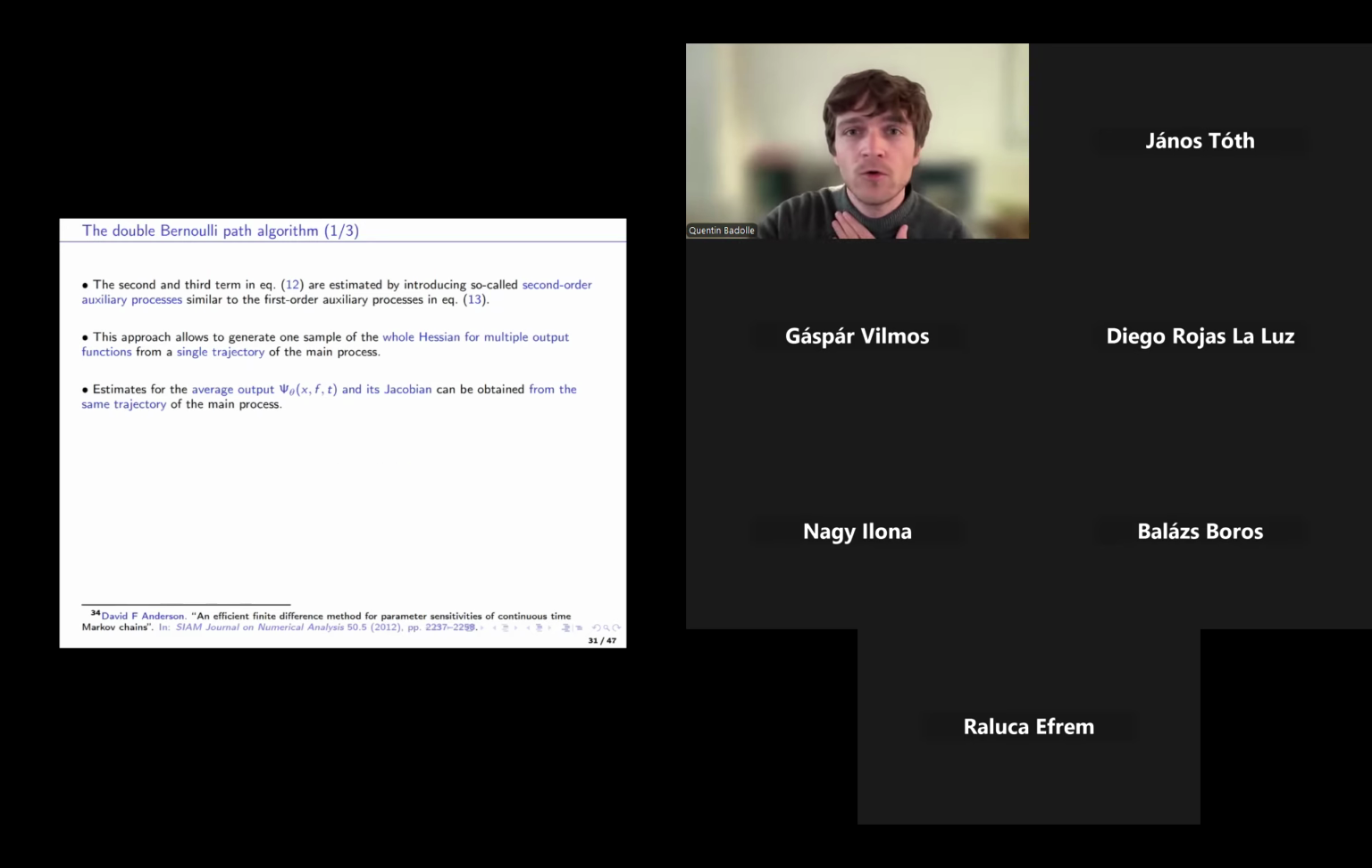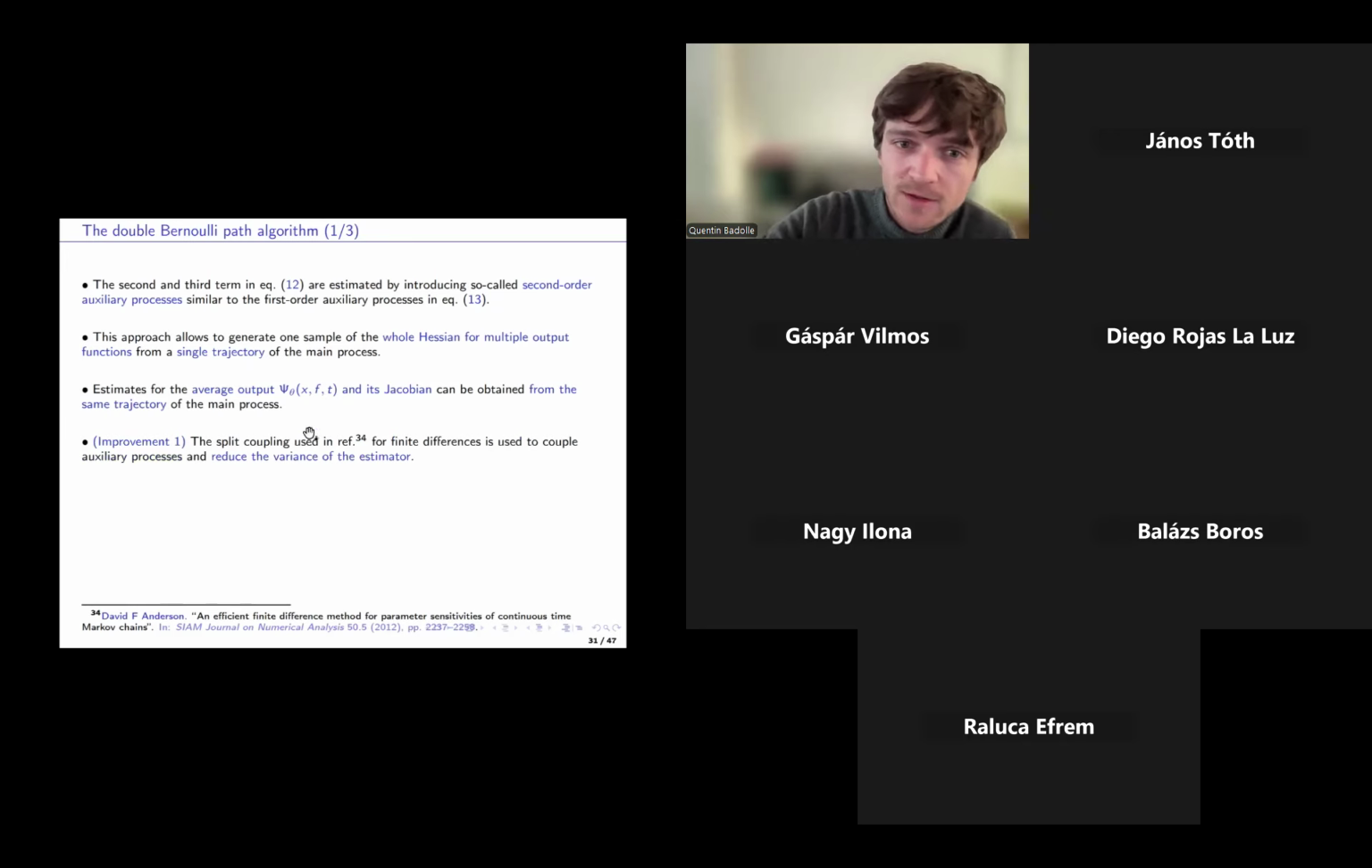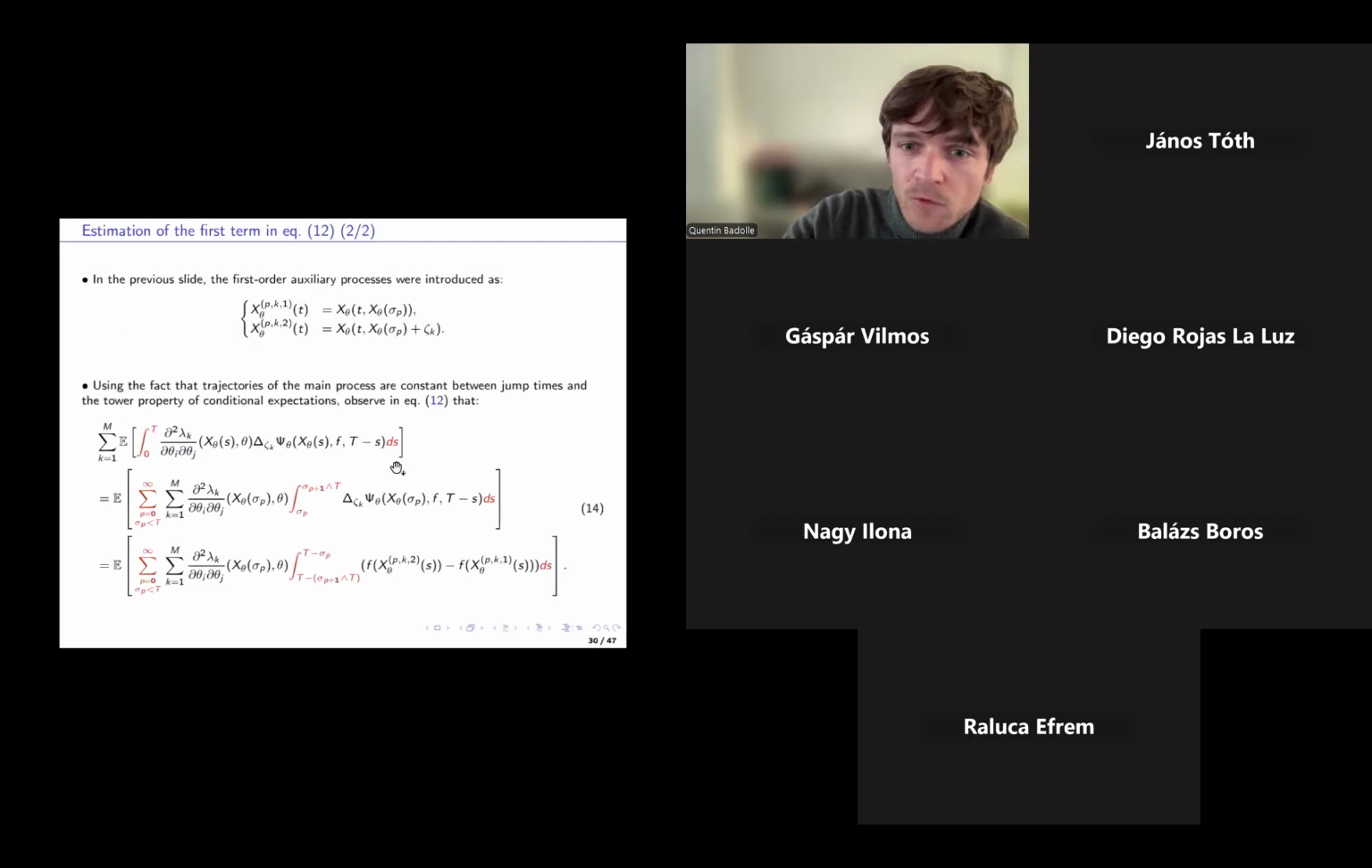Now I'm going to introduce two improvements on this core idea to reduce the variance of the estimator. The first idea is that we are going to again use the split coupling, this time not for analytical consideration, but to reduce the variance of the estimator. Here it's useful to see that we take differences between processes, and the idea is that you couple these processes to reduce the variance of the difference.